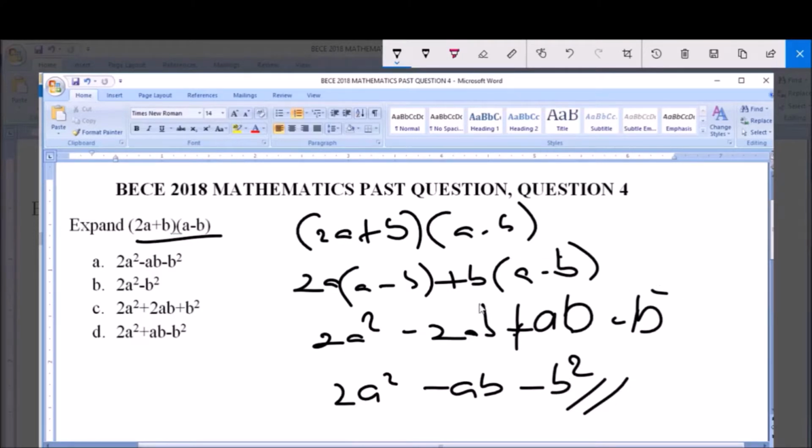Now which of these options corresponds to our answer? Option A says 2a² - ab - b². Yes, this is the correct answer. It corresponds to our answer. B says 2a² - b², which is wrong. C says 2a² + 2ab + b², which is wrong. And D says 2a² + ab - b², which is wrong. So our final answer is A.